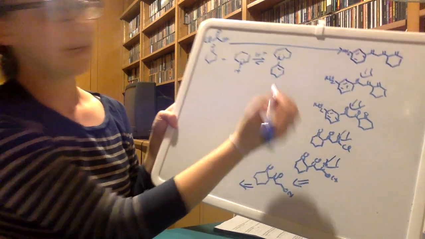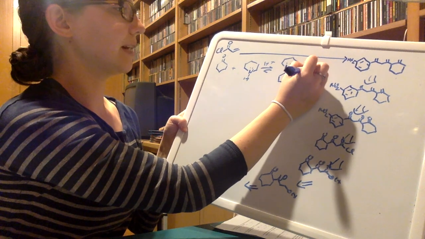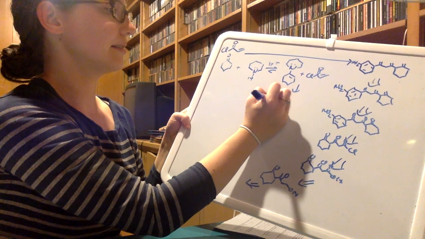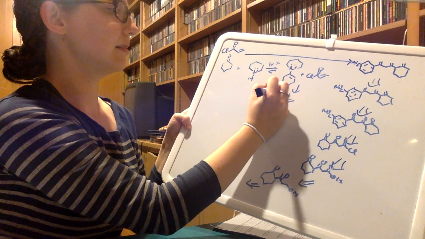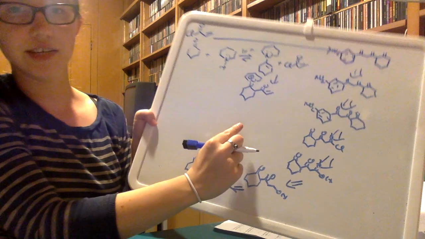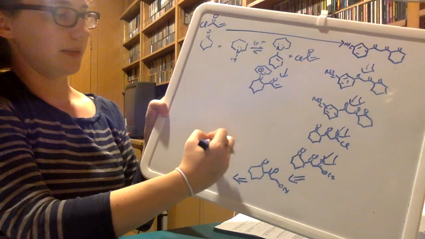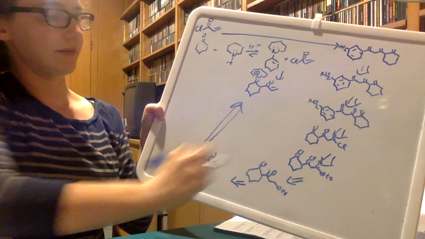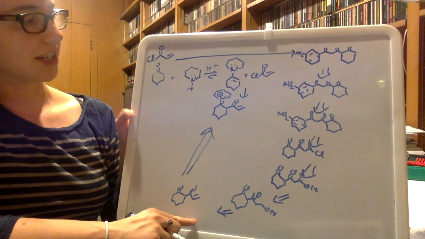So then with this enamine, we can add it to our acyl chloride and get this here. The positive charge on the nitrogen. So then the question is just, how do we get rid of this nitrogen? And we can do that. We can get from here to here by using hydrolysis. So let's go in the forward direction.